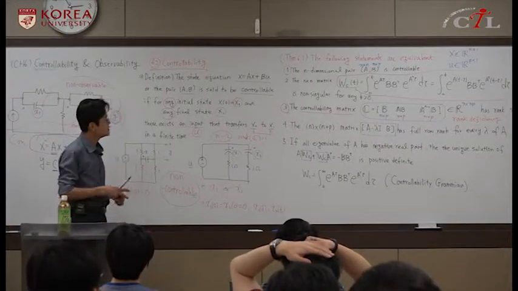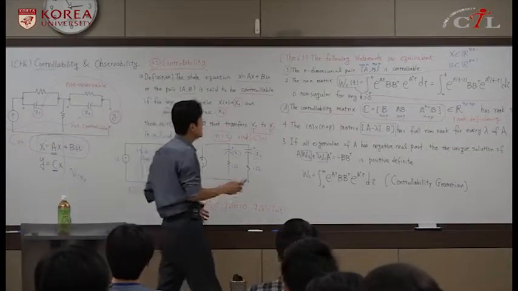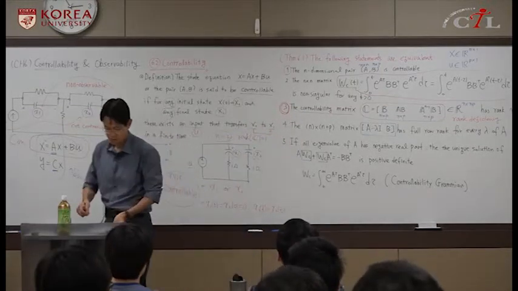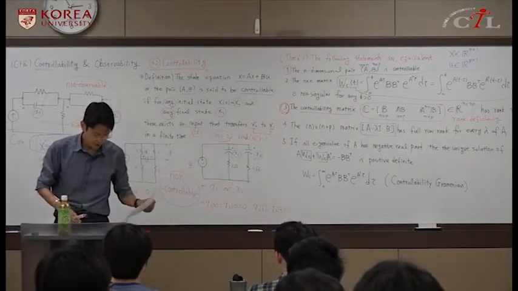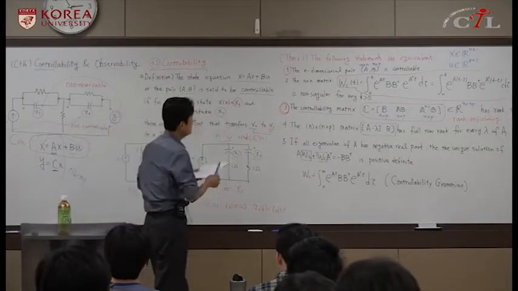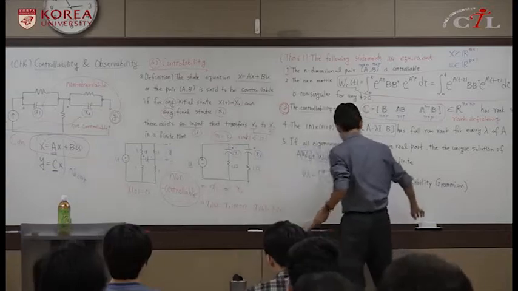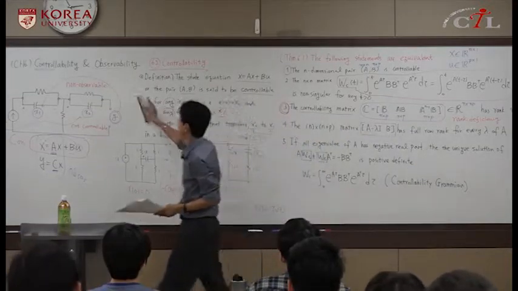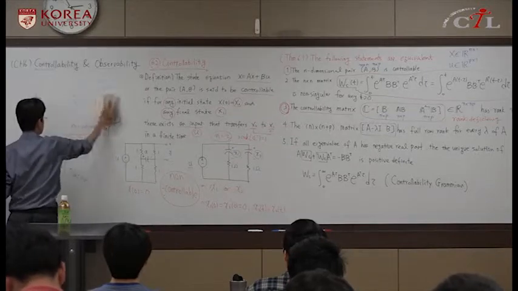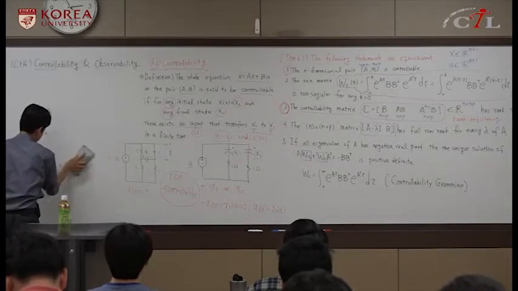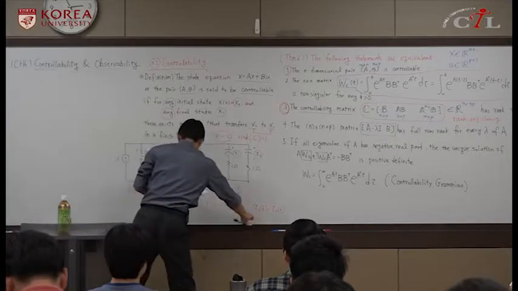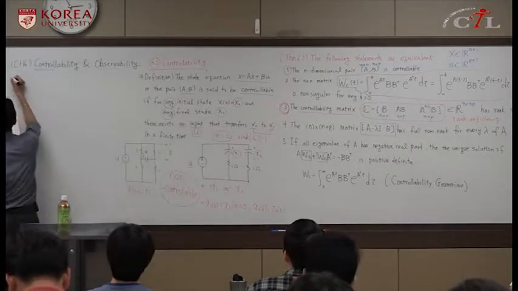In reality, you can check whether you can control a system or not by using that kind of controllability matrix. So one simple example is example 6.2.